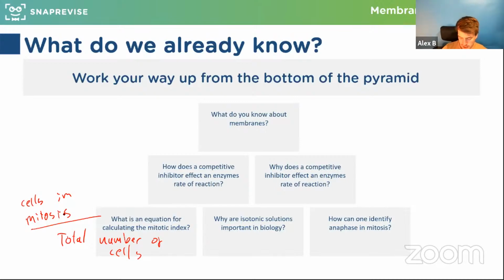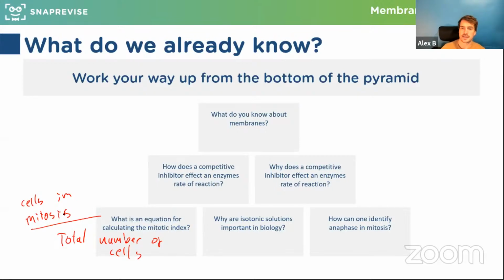Okay, next question. Why are isotonic solutions important in biology? Homeostasis, yeah. The difference between tumor and cancer is a tumor is actually what we call the tissue that's made up of cancerous cells. So they grow in different areas of the body and they can spread. When they spread, that's called metastasis, and that's a concern. But yeah, the growth of cancerous cells is called a tumor.